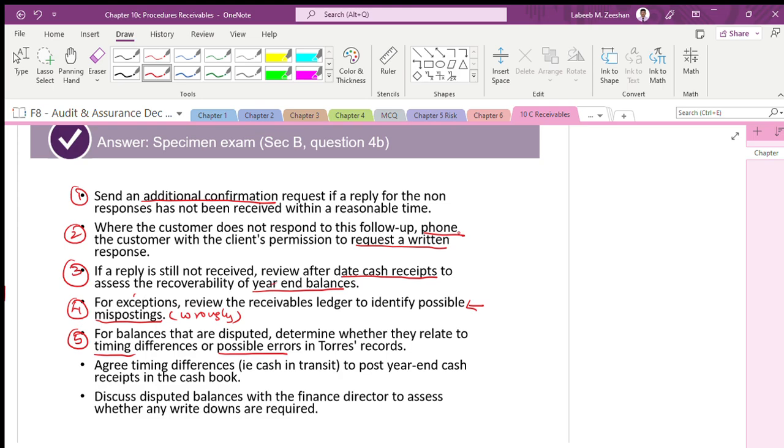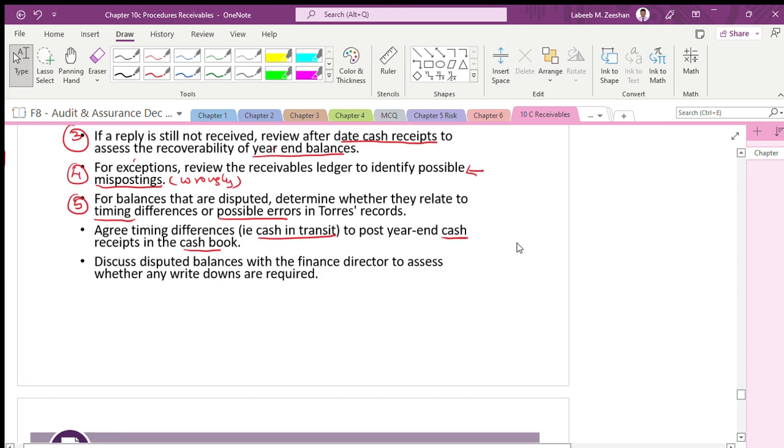What is the reason for the dispute? Agreed timing, that is, cash in transit, so that cash received and cash receipts are in the cash book as such. And most importantly, this you have to see in one of the cases we have done: reconciliation. What I told you, reconciliation should come in the end. Here also, if any disputes are there.